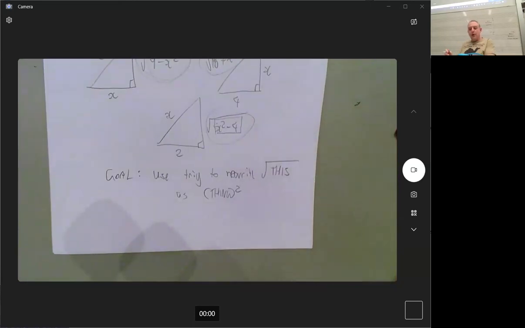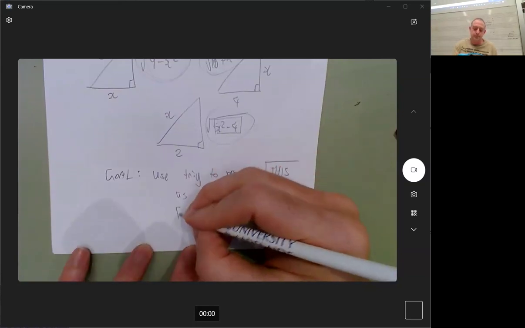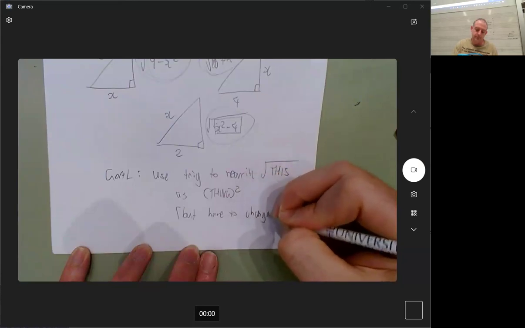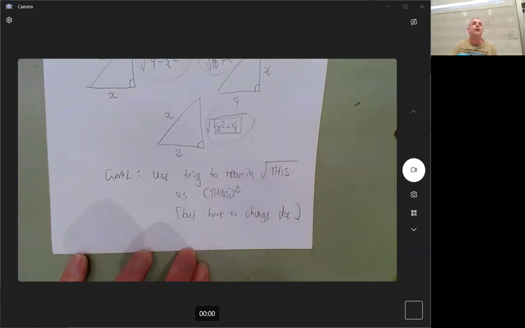Problem is, what you're doing is substitution, so you're going to have to, because you don't get a choice, change the dx along the way. Or whatever the variable is along the way, because it's substitution, and that's how substitution works. That's the goal.